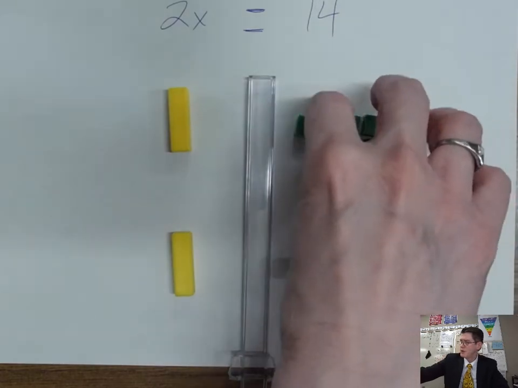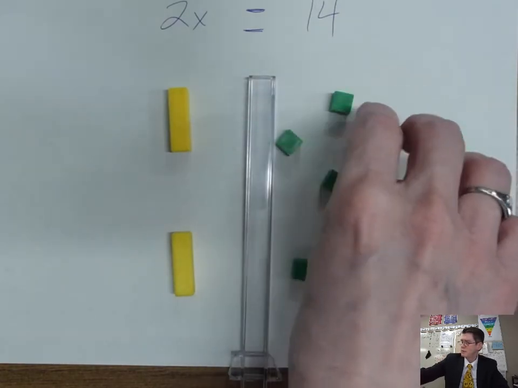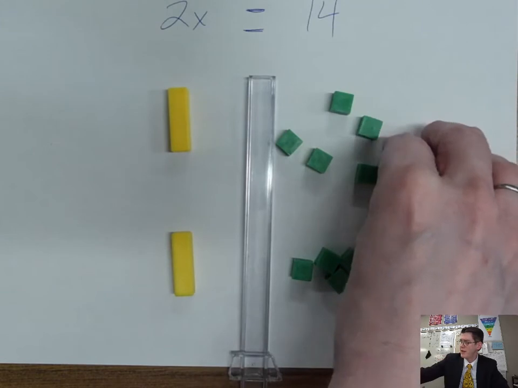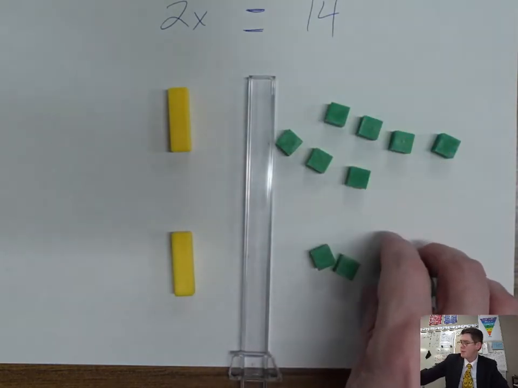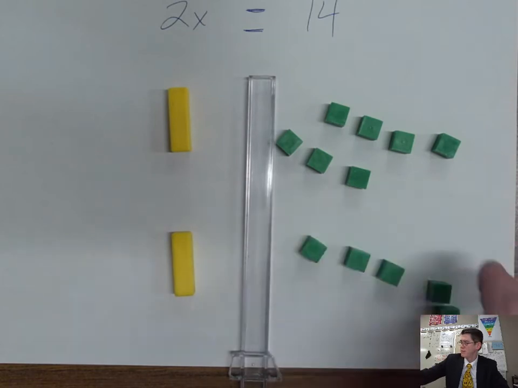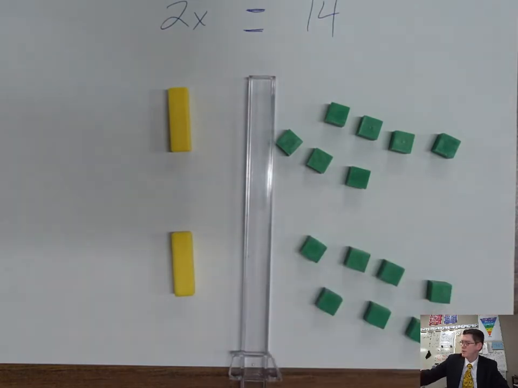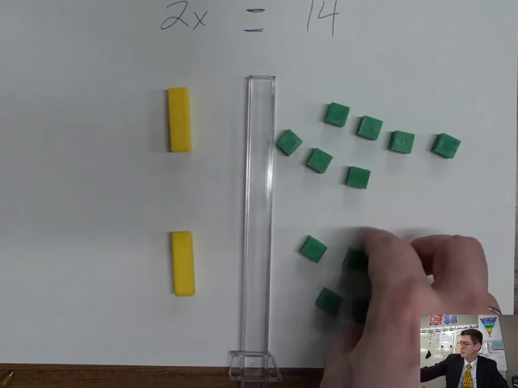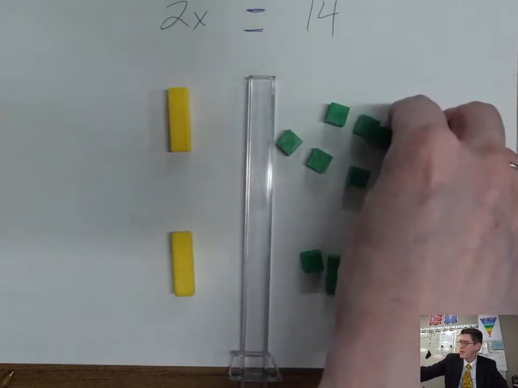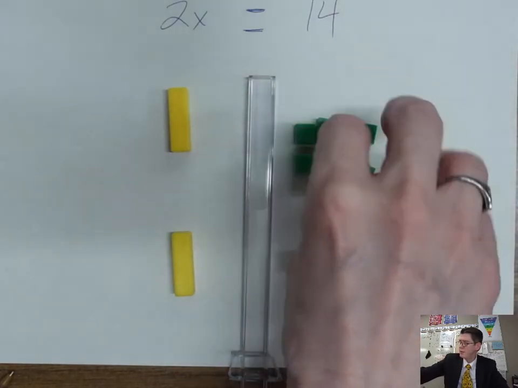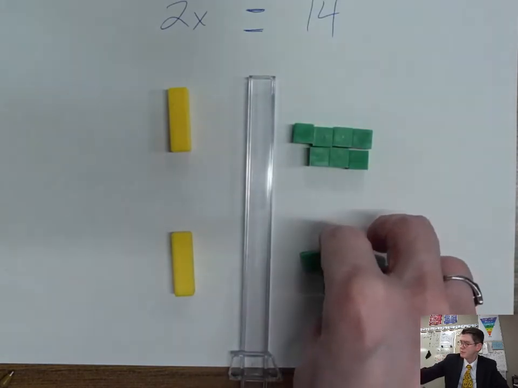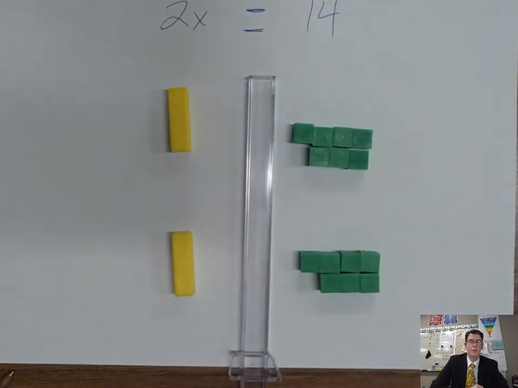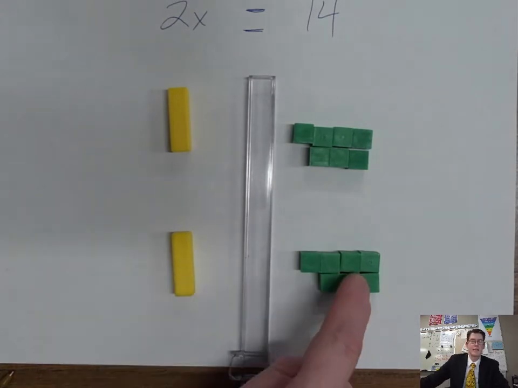Let's see if I can get two even piles here. How can I make sure that I've got even piles? Make the two piles look somewhat the same. There's that, and there's that. When you put them into equal piles, there we go. So 1x, one of these x's, is 7.